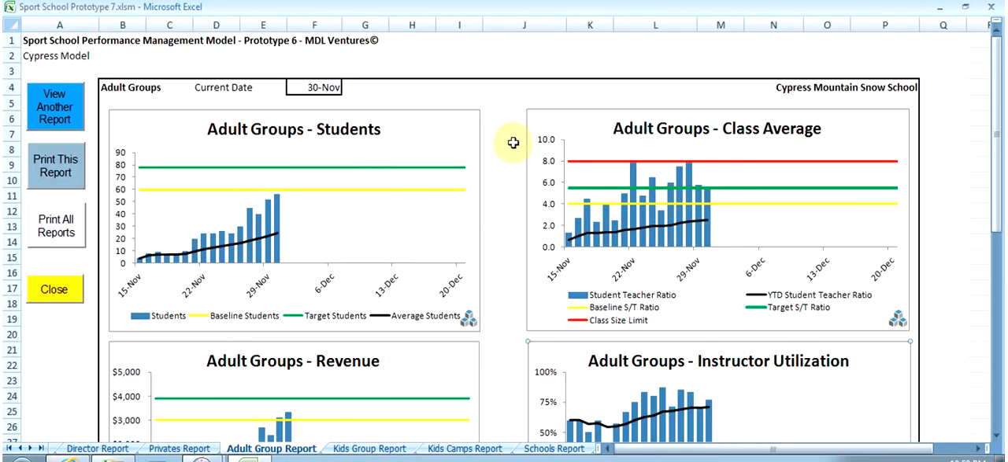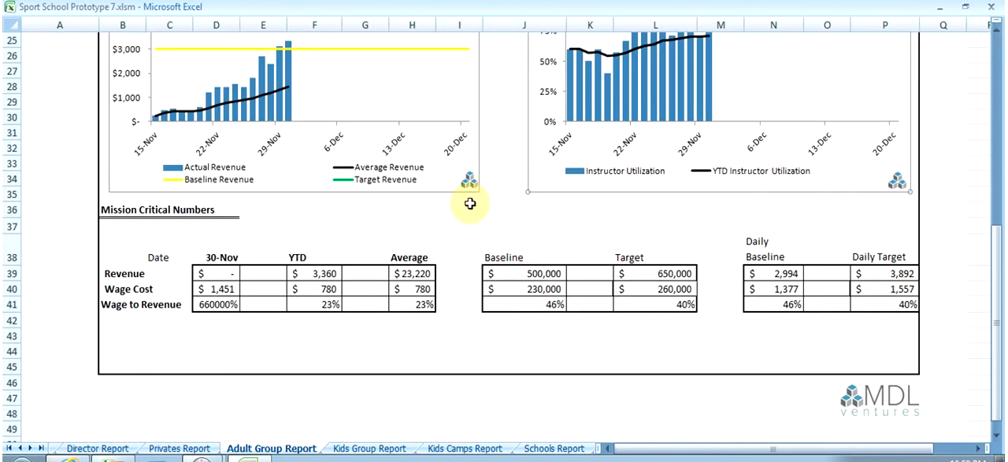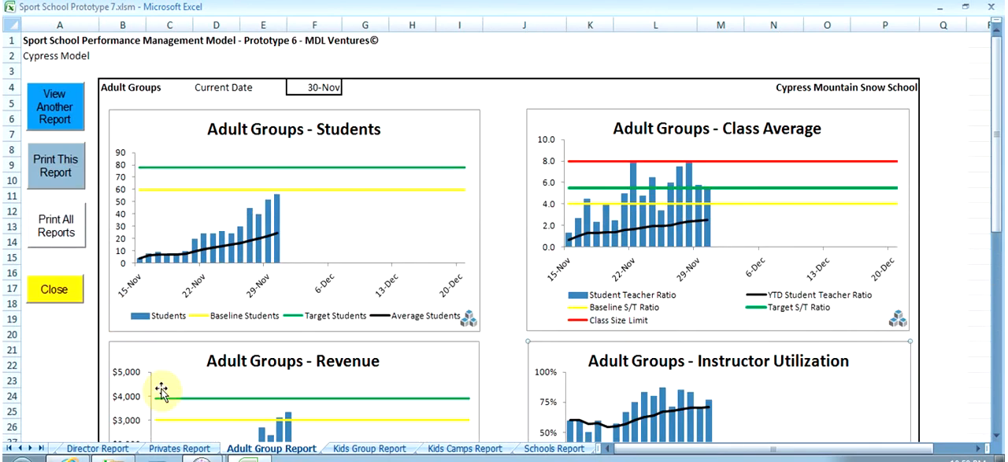Our group programs reports again look at 4 metrics that drive business in your group program: students, class average, revenue, and again instructor utilization. In our class average chart, we add 1 variable. That's class size limit. For our mission critical numbers, we're looking at revenue, wage cost, and wage to revenue for each group program.